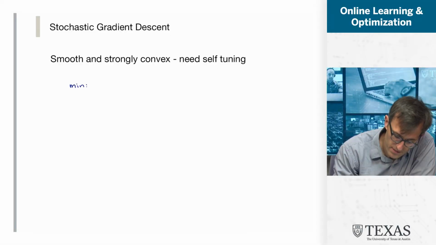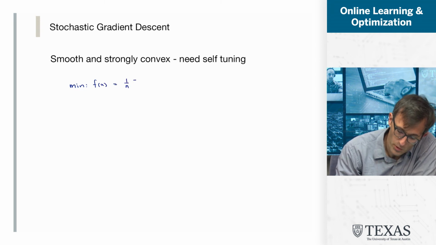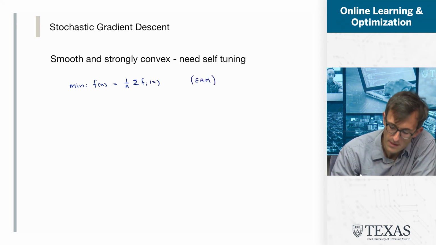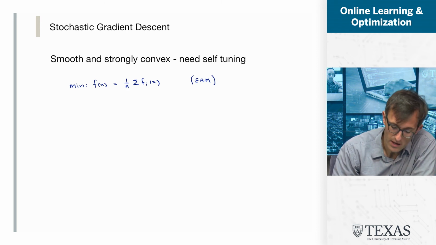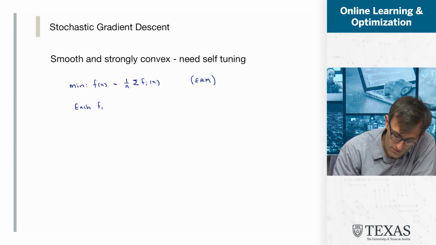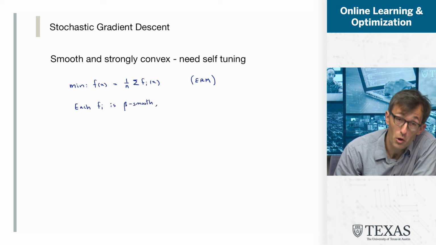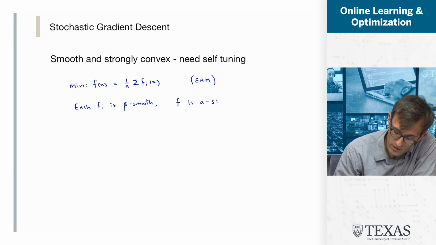So briefly, here is the setting that we're considering. We're trying to minimize a function f of x that has this structure: 1 over n times the sum of fi of x. As we've mentioned before, empirical risk minimization is a primary motivation for this setting. In particular, I'm looking at the setting where each fi is smooth, and the overall function f, not individually, but the overall function f, is alpha strongly convex.